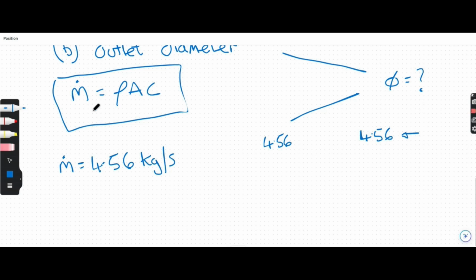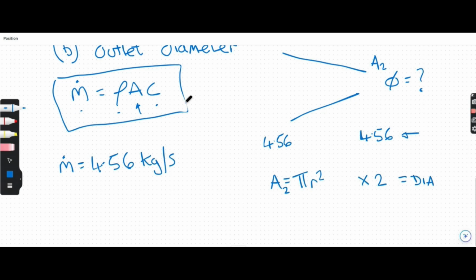So in this formula, I know the mass flow rate, I know the density, I know the speed. I don't know the area. If I can find the area, I can then find the radius, because I know the area of a circle is pi r squared. If I can find the radius, I can times it by 2. That'll give me my diameter. So that's what we've got to do. Got to find A2, because this is area 2 coming out.